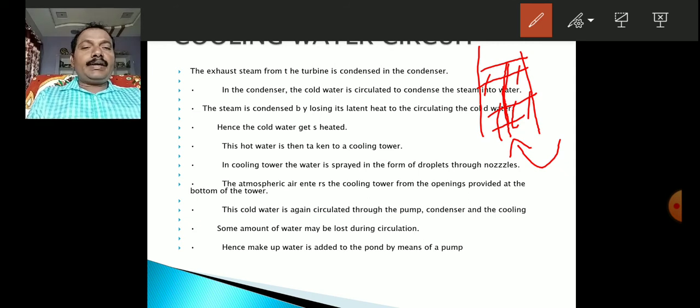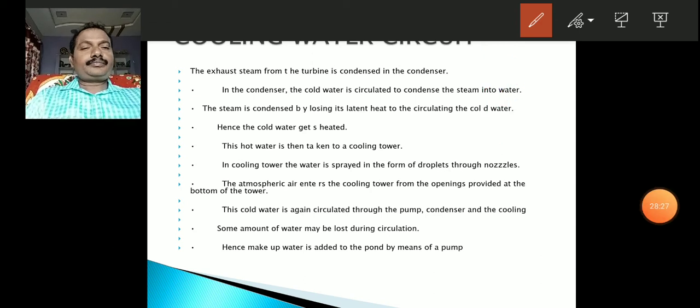This cold water is again circulated through the pump, condenser, and the cooling. Some amount of water may be lost during circulation. Hence, makeup water is added to the pond by means of a pump. So, that is the cooling water circuit.